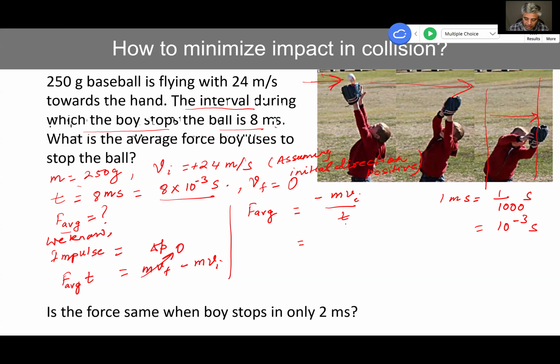So now we can start plugging in. Oh, by the way, I forgot to change this gram to kilogram. We need that in kilogram. There are 1000 grams in a kilogram. So we can say 0.25, this is just 2 sig fig, so we write 0.25 kilogram. So negative 0.25 kilogram, and the initial speed is 24 meter per second, and the time interval is 8 times 10 to the power negative 3 second.